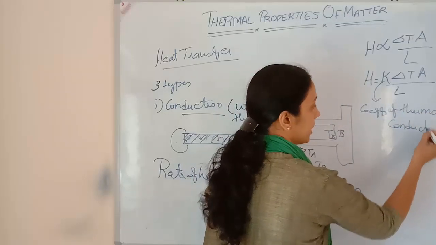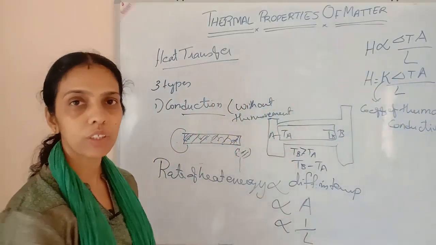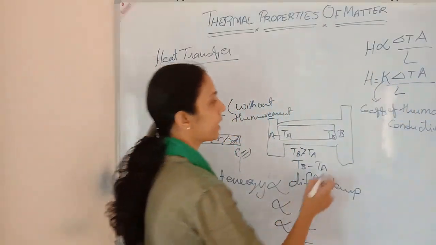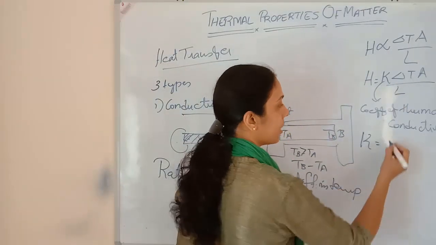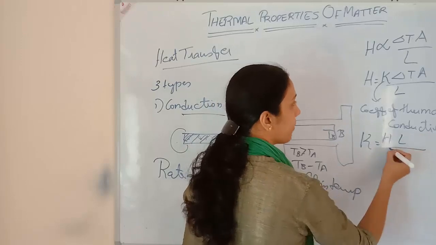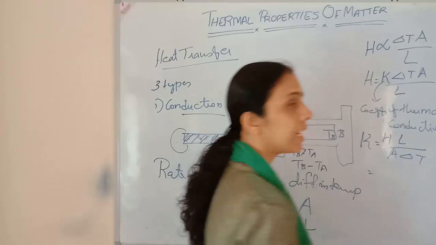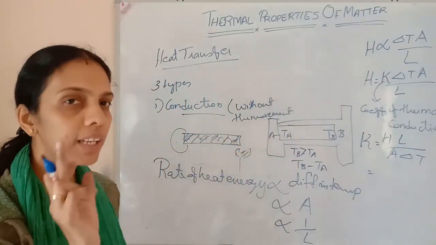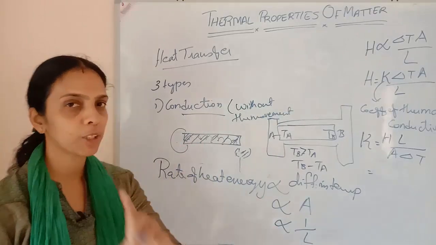Thermal conductivity. Now we are going to find out what will be the unit of this coefficient of thermal conductivity. How can we find out? First we should write down the formula for thermal conductivity, that is K equals H into L divided by A into delta T. H, what is H? H is the rate of heat transfer, heat energy. Rate means with respect to time.